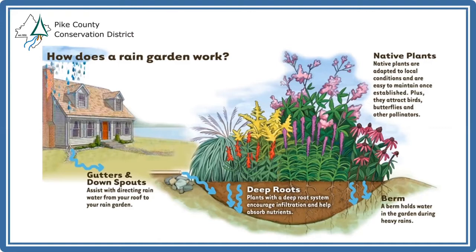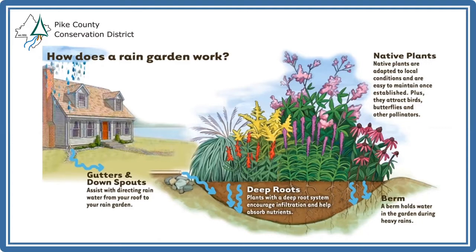And then over here in the lower right-hand corner of the picture, you can see another very important part of the rain garden, the berm at the outer side. The berm holds the water in the garden, especially during heavy rains. Because water can move so quickly through soil and through the ground, you don't want that water coming out of your gutter and just flowing over or through your garden.